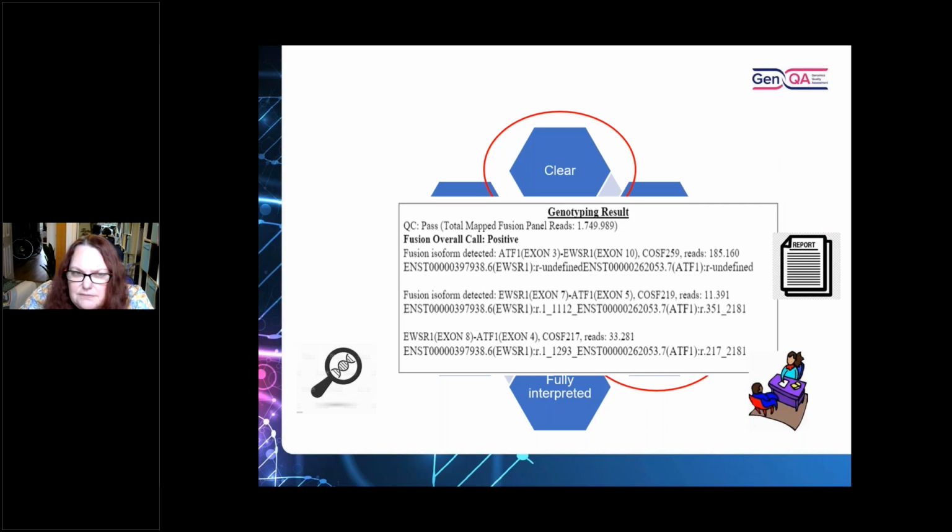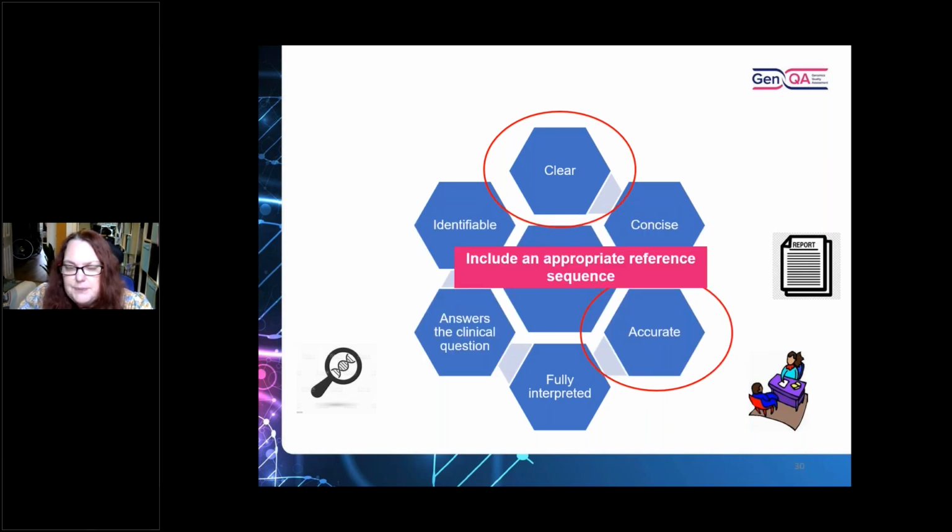Are these important transcripts? Is there any implication for the diagnosis? I think you need to clarify results like this and explain a little bit more about them. Reference sequences are also really important for this. And again, I've got some examples of why you need to use a correct reference sequence and why you need to use a version number of the reference sequence.